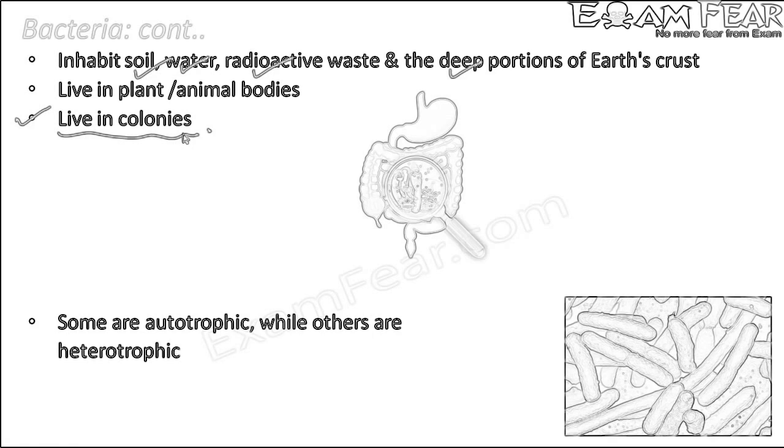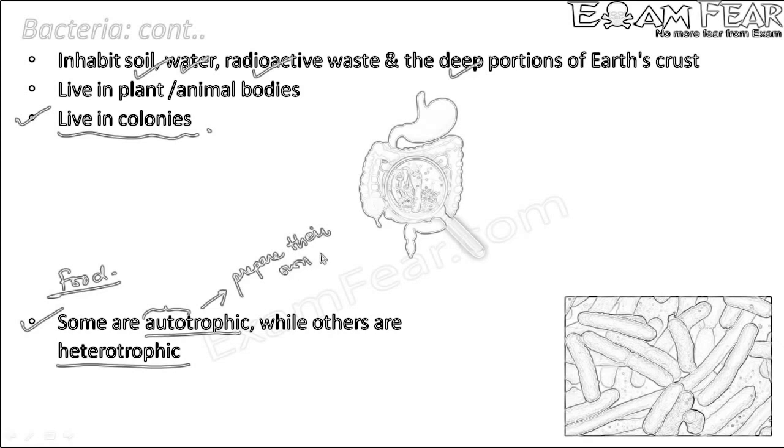Talking about their food habits, how do they get their food? From where do they get their food? Some of them are autotrophic while others are heterotrophic. What is the meaning of autotrophic? Auto means own or self. So they can prepare their own food. So some of the bacteria will prepare their own food.